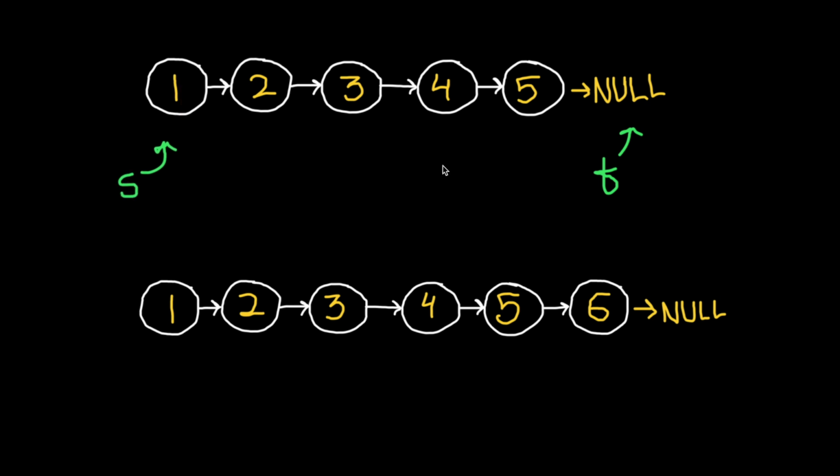Okay, so initially the slow pointer and fast pointer would be pointing to the head of the linked list in this example. Then what will happen is the slow pointer will move one step ahead in each iteration, but the fast pointer will move twice the steps ahead.